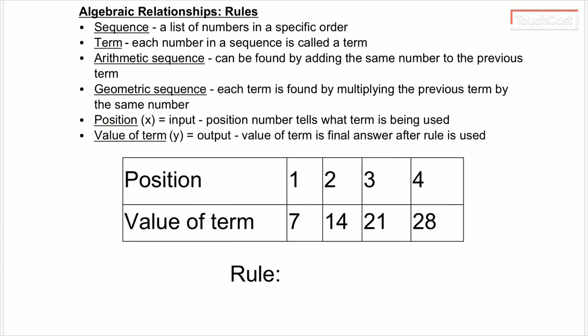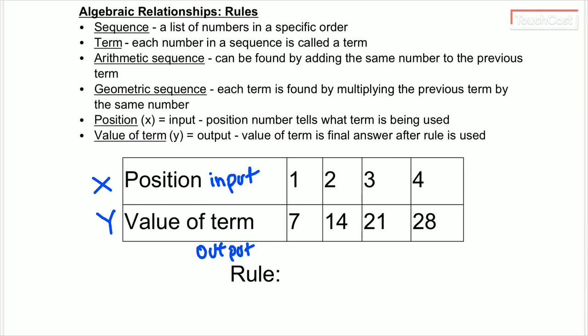In today's lesson, we're going to be figuring out what the rule is, which was the middle column in the lesson on algebraic relationships tables. So we're given the input, we're given the output, and we have to figure out what's happening to the input to get to the output. So the position is always going to be the x term, and the value of term is going to be the y. You could also say the position is the input, and the value of term is the output.